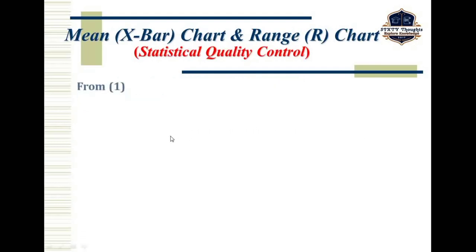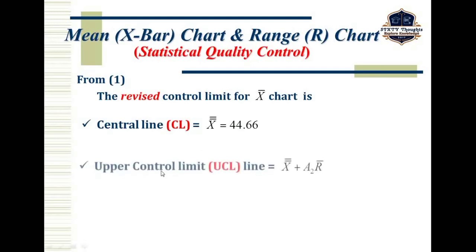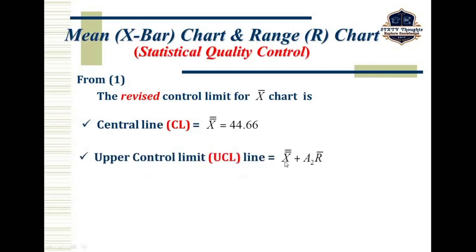From equation number 1, the revised control limit for the X bar chart is written as: central line, X double bar equals 44.66. Next we find the upper control limit, X double bar plus A2 into R bar. We know these three values, so substitute here. We get 44.66 plus 0.577, that is the A2 constant, times the R bar value 5.83. If we simplify this, we get 48.02.